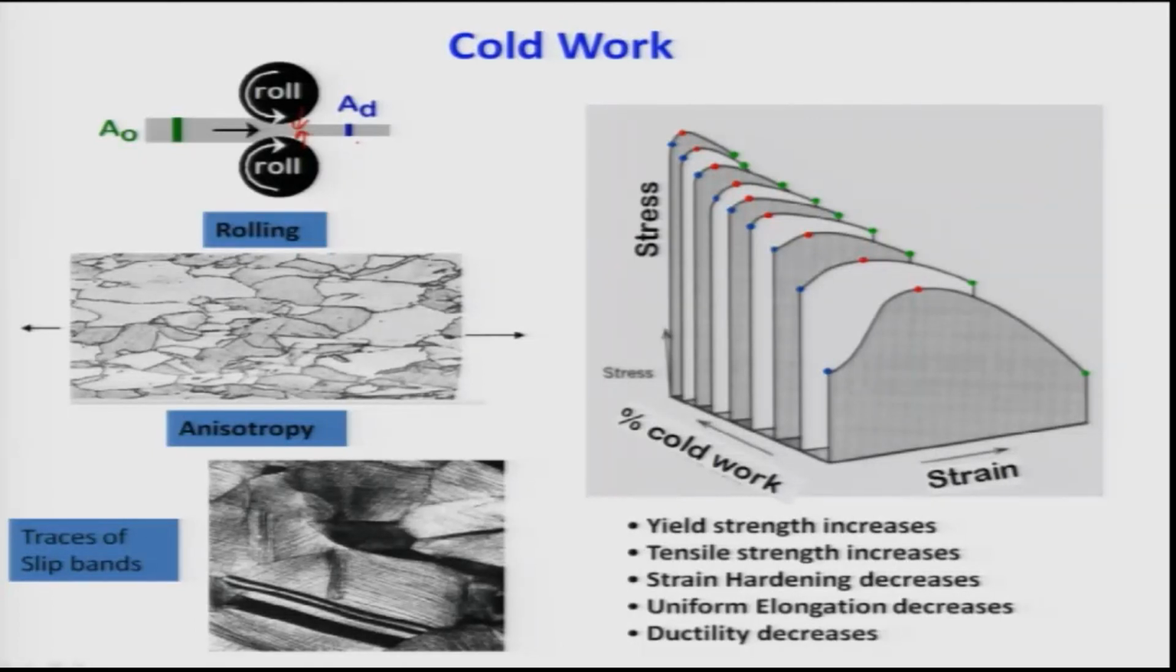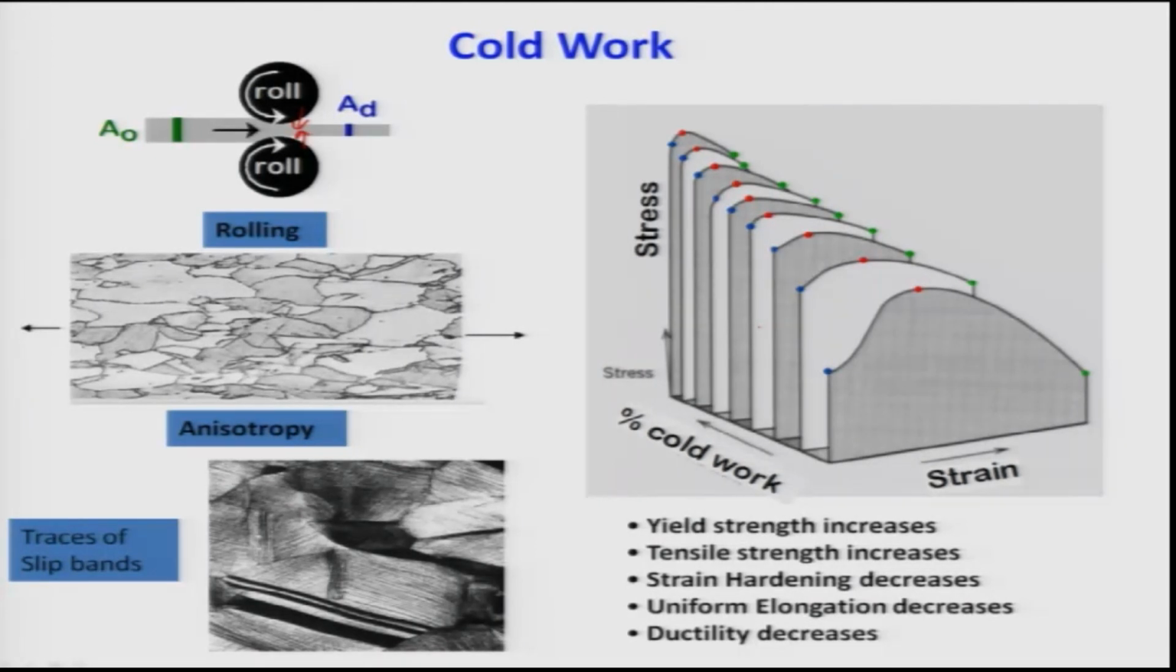And this cold work can be represented in terms of a percentage when you multiply it by 100. That means (AD minus A0) by A0 into 100% is the percentage cold work. As you see here, when the cold work is less, you have a low strength, meaning stress is low to deform, but strain is large. That means the material is ductile. As you increase the cold work, the stress required to deform increases.